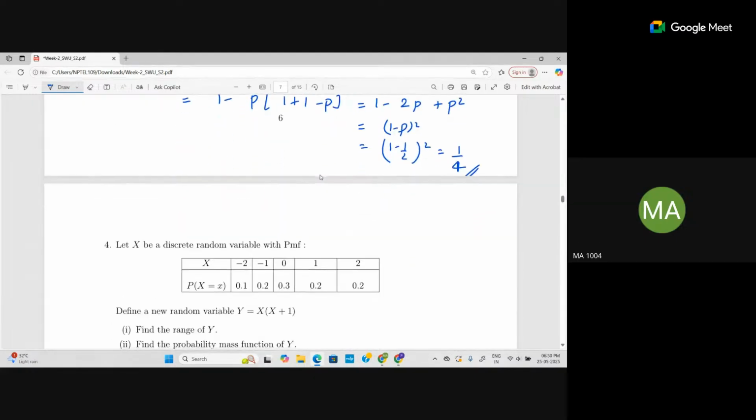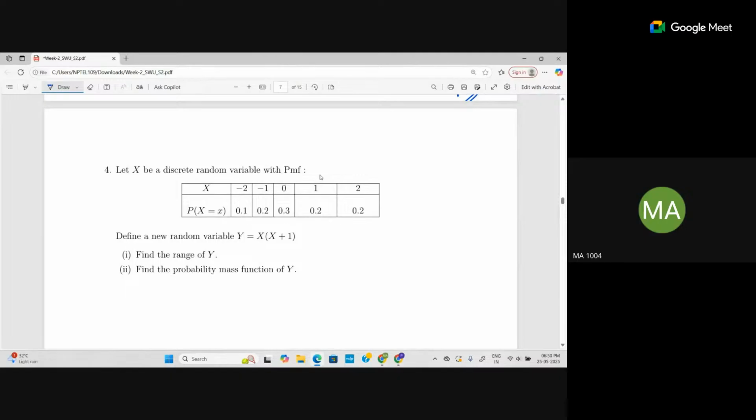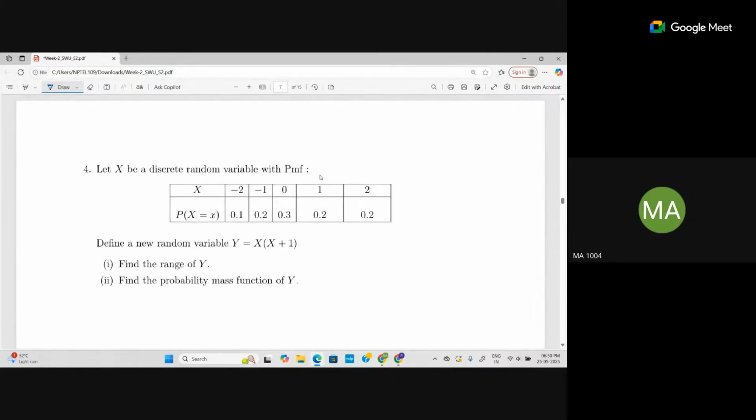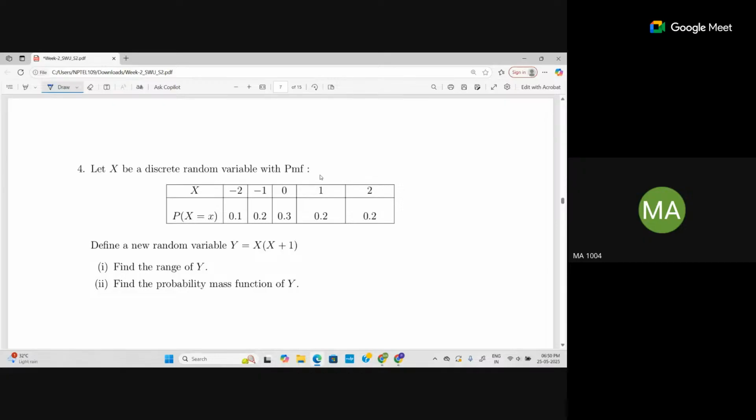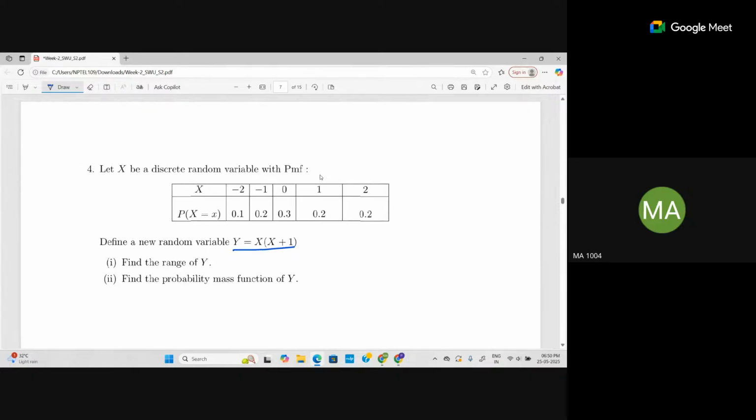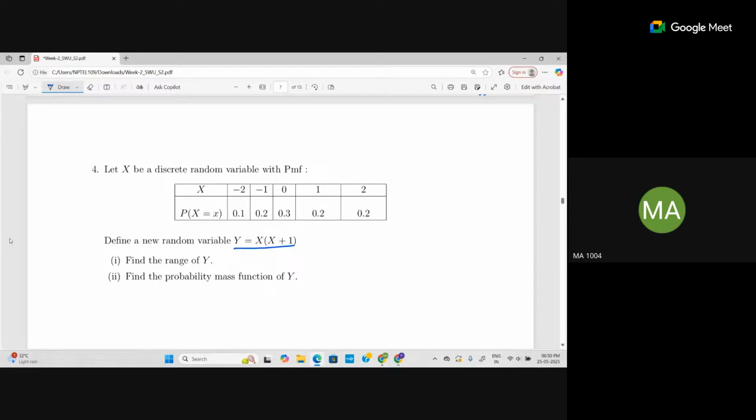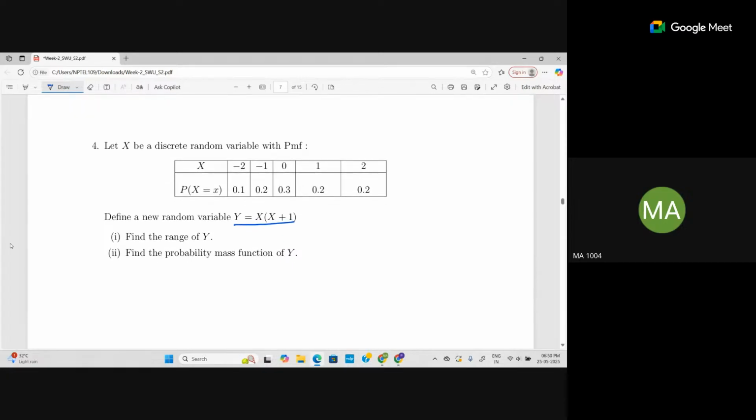Okay, then let's move on to the next question. So here x is a discrete random variable with this PMF. Okay, and we are given a new random variable, this. So here y is actually a function of random variable x. So now we have to find the range of y, then we have to find the probability mass function of y. Try to solve it.